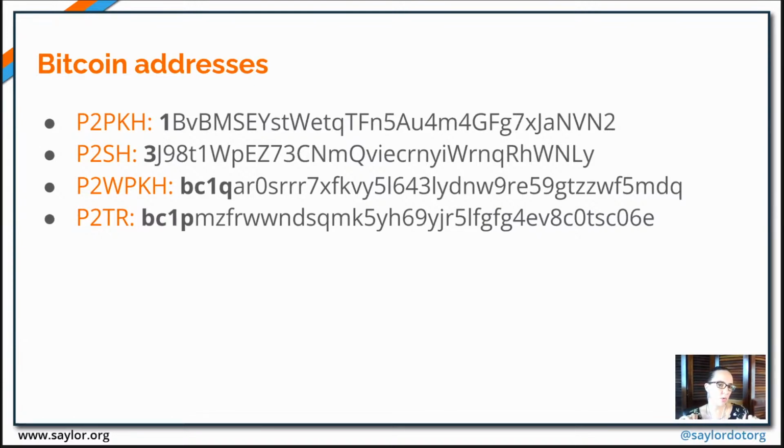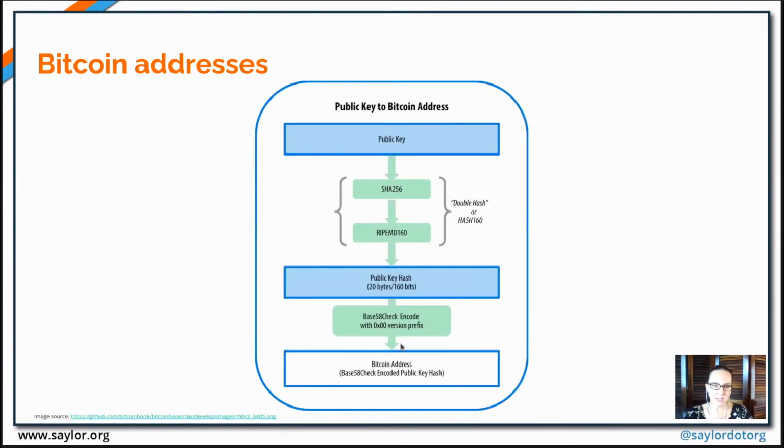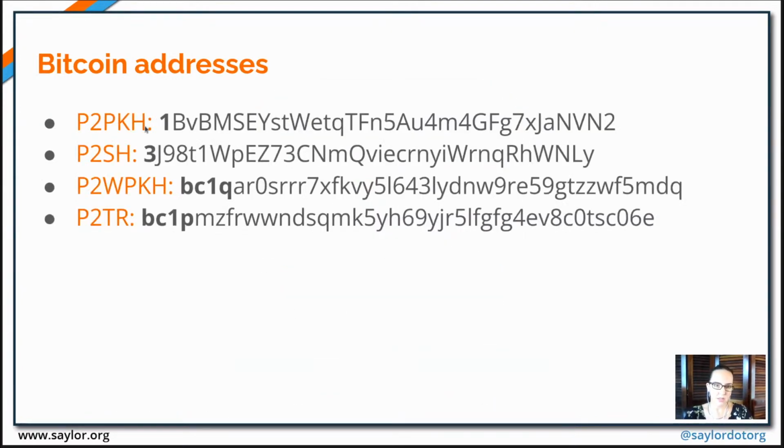Here, we're just going to be talking about this first one, pay to public key hash. That address, as it goes through this whole process, comes out at the other end looking like this, starting with a 1. The next upgrade in Bitcoin transactions was pay to script hash, which is how you get multi-sig, which is all sorts of really fascinating stuff, but we're not going to talk about that today. That address starts with a 3.